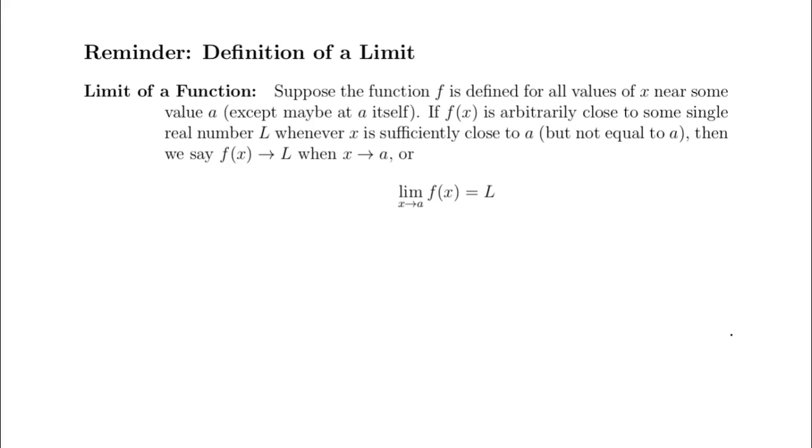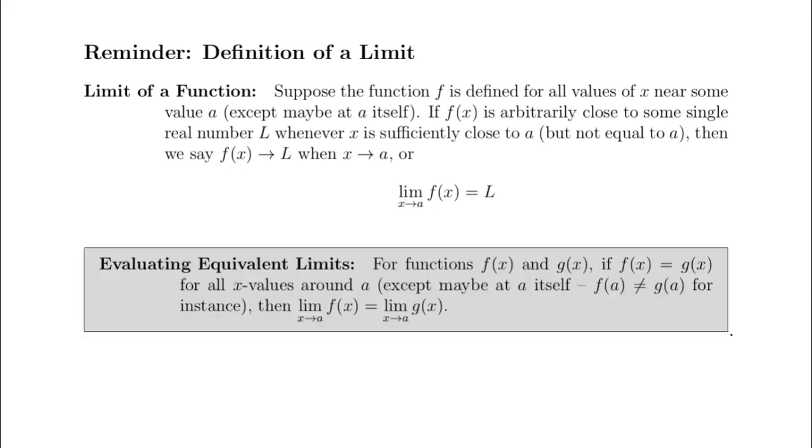All right, so remember, we're supposing that this function is defined for all x values near some value of a, except possibly at that value a itself, like that is in our case, right? Our function is not defined at whatever the x value was that we plugged in. We're looking for the single value that our y values are arbitrarily close to whenever x is sufficiently close to a but not equal to a. So remember, we're just looking around that point.